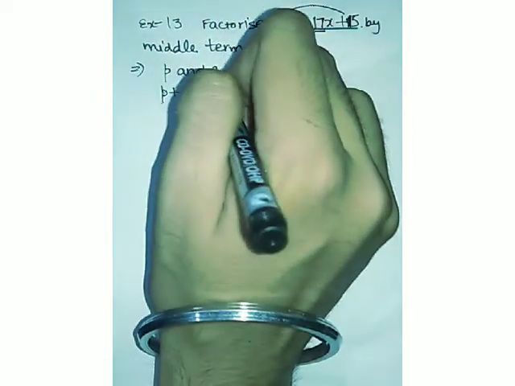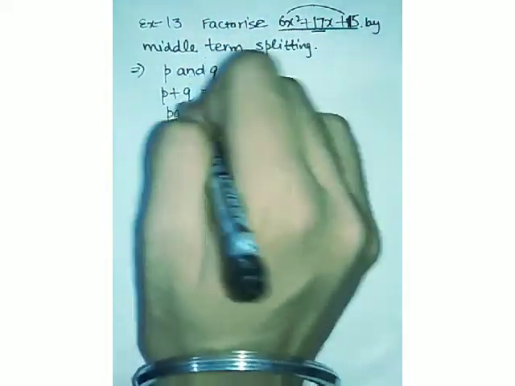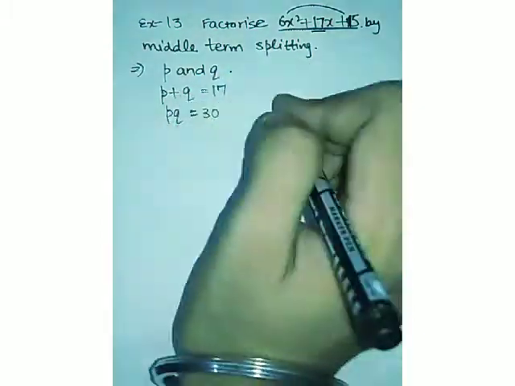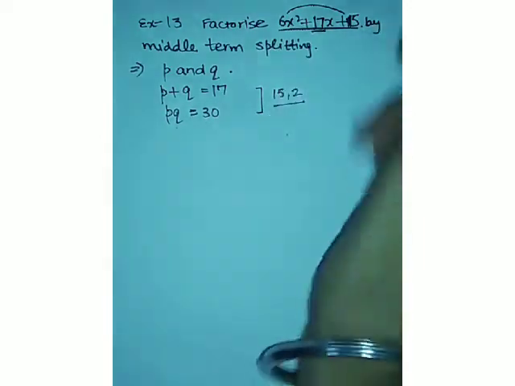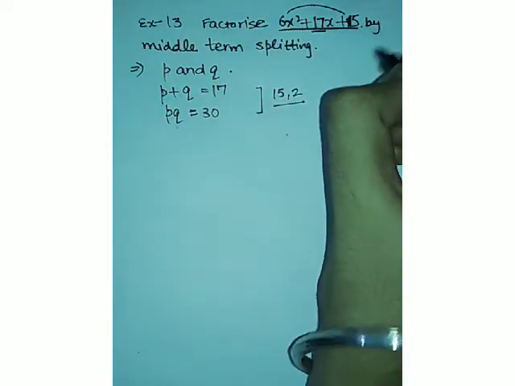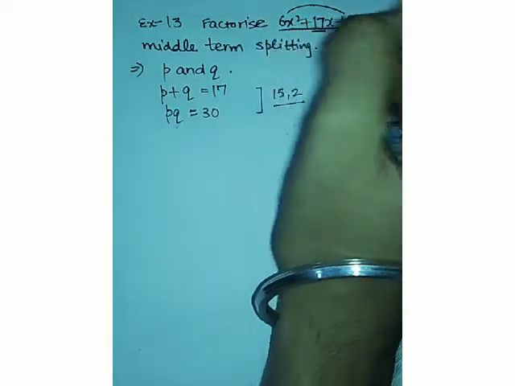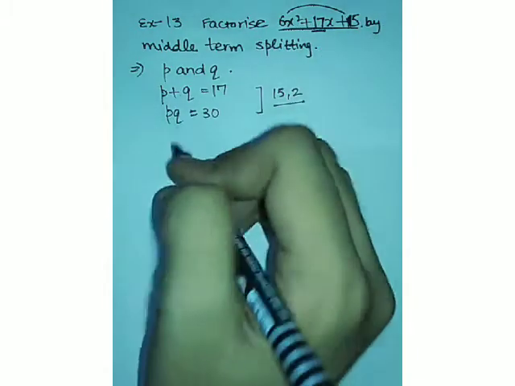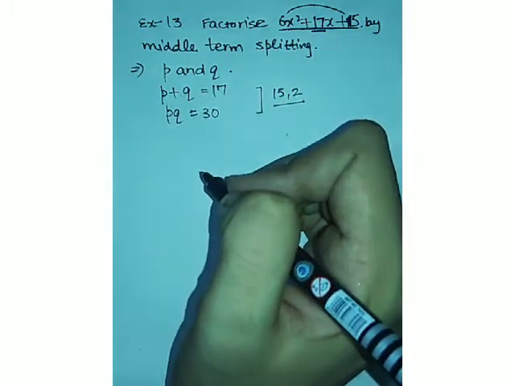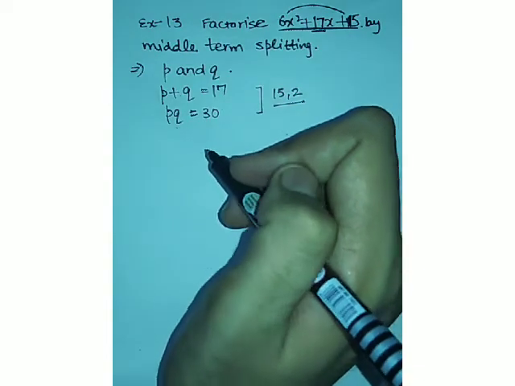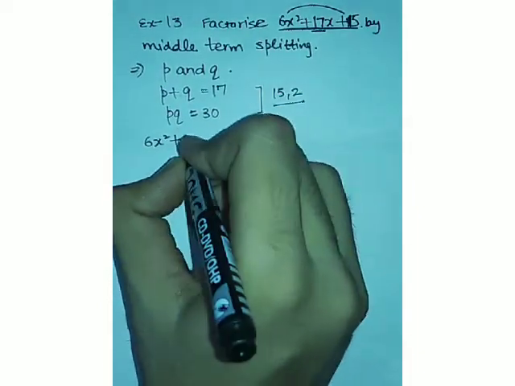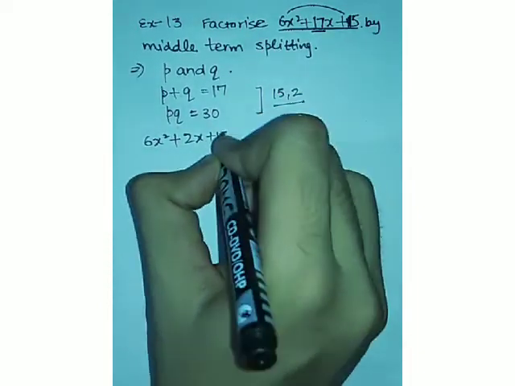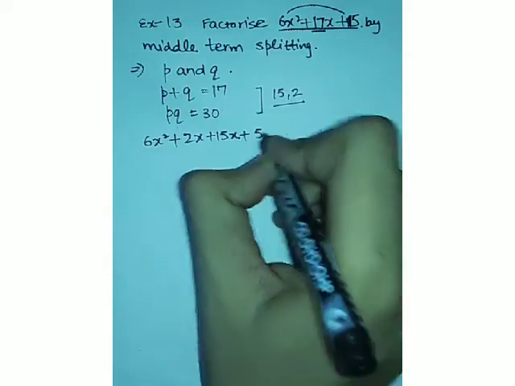So find two numbers P and Q, or A and B, such that P plus Q is equal to 17 and PQ is equal to 30. So you can see clearly that 15 and 2 are such numbers, right? So now split the middle term. All right, don't touch or disturb the terms at the edges, only split the middle term. This is a very easy method, and most of you would have been doing this method since your 7th standard. So we will split the middle term like this: 6x square plus 2x plus 15x plus 5.